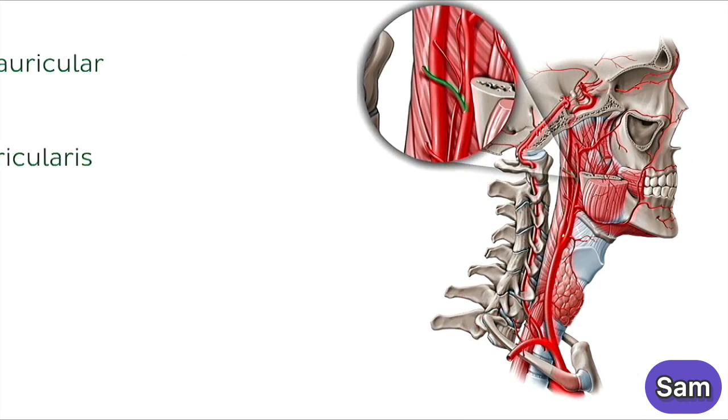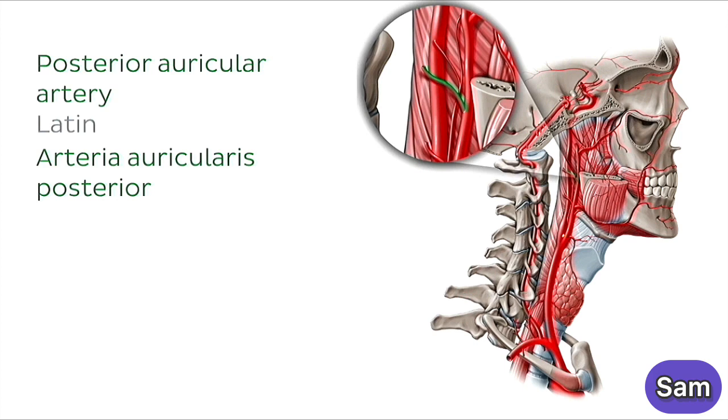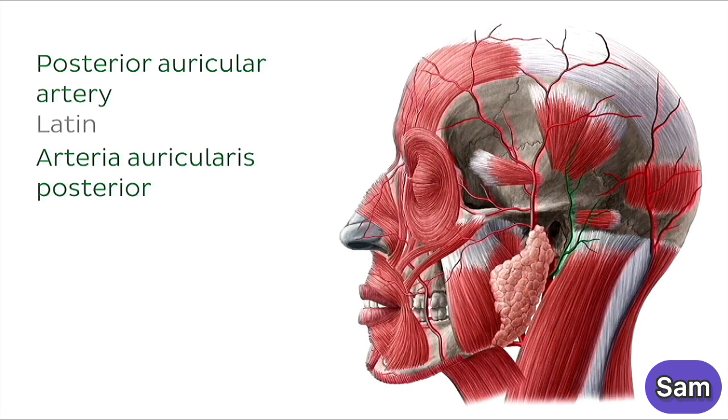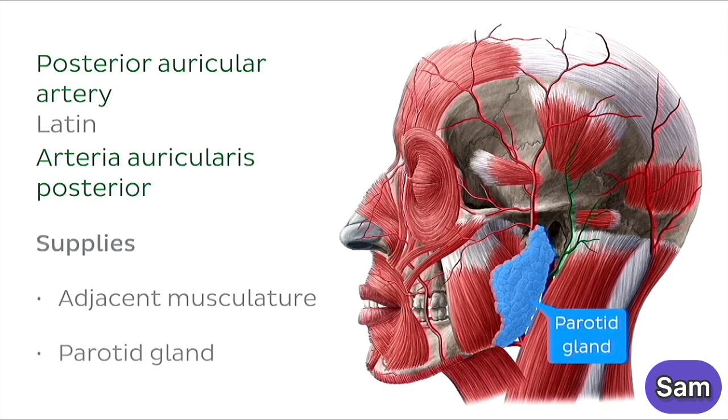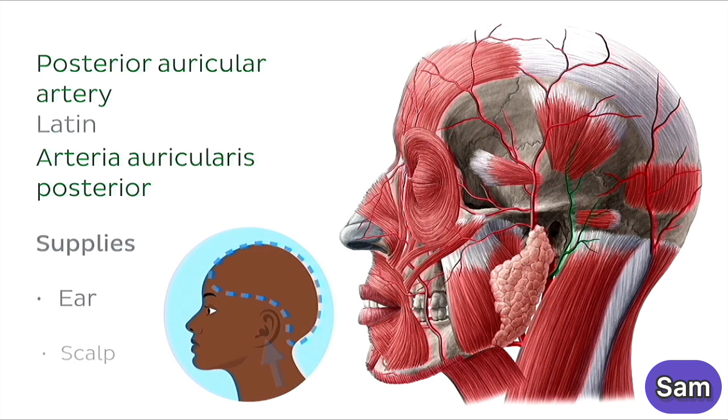Next, we have the posterior auricular artery, arising from the external carotid artery, posterior to the ramus of the mandible. We can see the beginning of this artery here, highlighted in green. In this image, we're now looking at the left side of the face and neck, with the posterior auricular artery highlighted in green. It's travelling posteriorly around the ear. This artery supplies the adjacent musculature, the parotid gland, and parts of the ear and scalp.